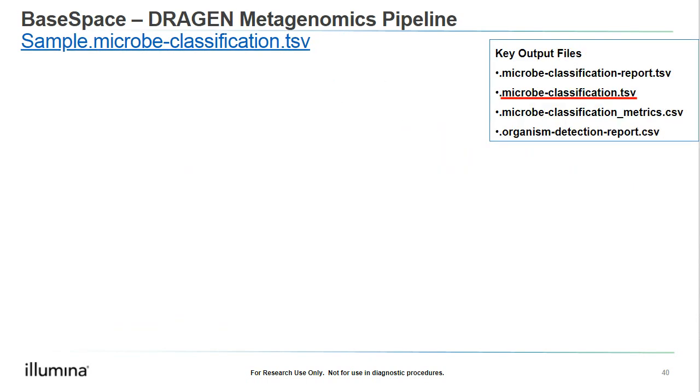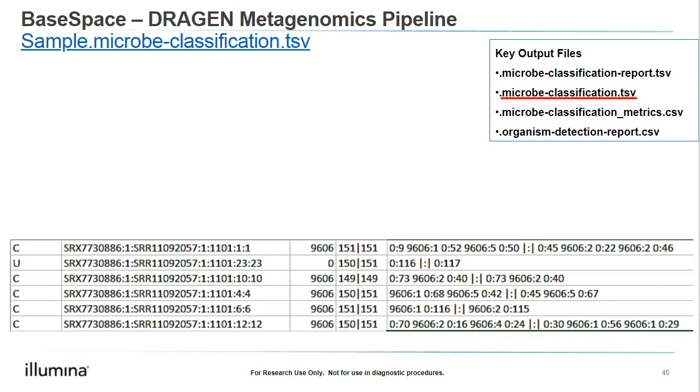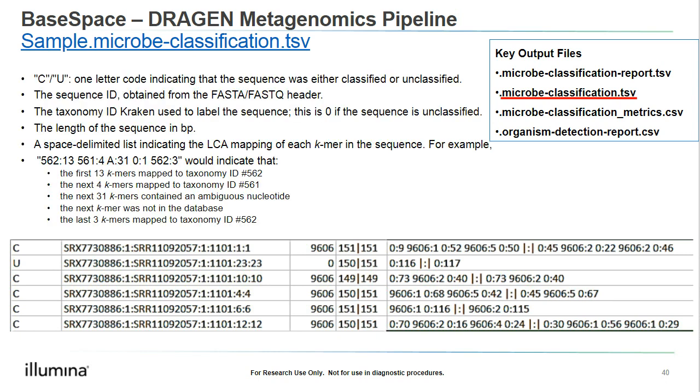The second output is the microbe classification.tsv. This file will give you a better understanding of the detailed information for each read that was classified by Kraken2. This is similar to the standard Kraken output format, which is tab delimited with one line per taxon. The first column will indicate whether the read is classified or unclassified.